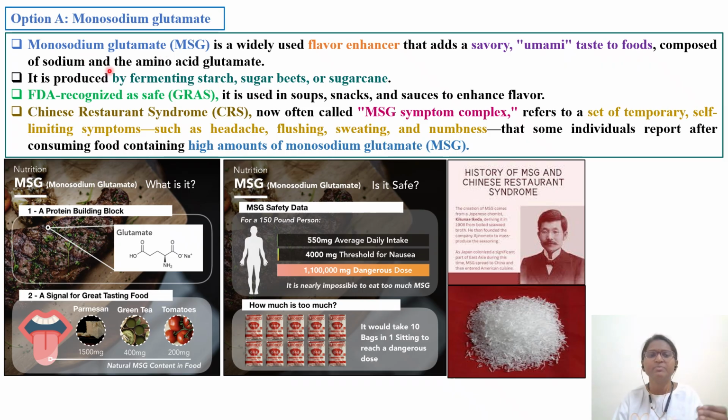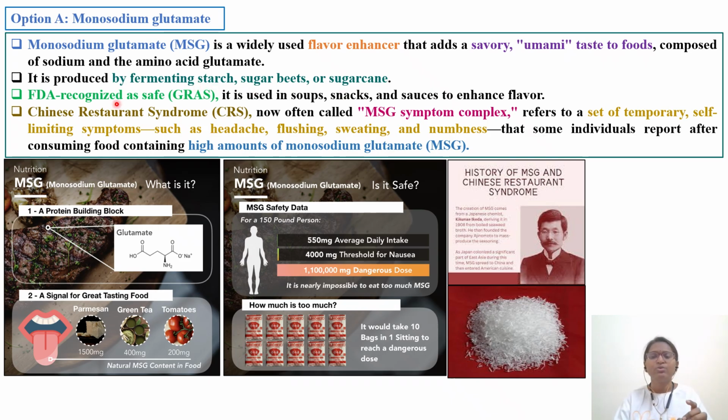So what is this MSG made up of? It is made up of sodium and the amino acid glutamate. And glutamate is the thing which, whenever it comes in contact with our tongue, our sensory receptors, you feel a sort of euphoria. You will feel savory, you feel like eating more. It is a taste enhancer. It is produced by fermenting starch, sugar beets, and sugar cane.